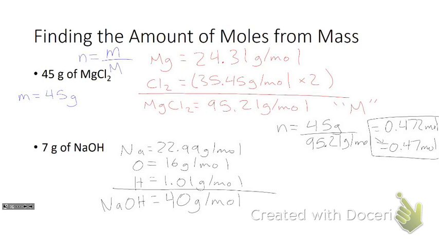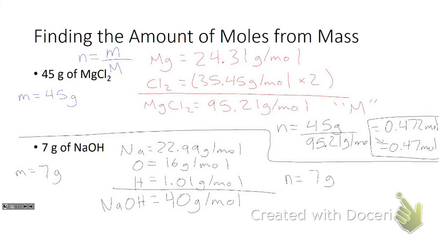Is this my big M or little m here? Big M. Okay, good. This is my molar mass. And then my little m is over here, which is 7 grams. So we'll just plug that into our formula. So N is equal to mass of sample, which is 7 grams, divided by our molar mass, which is 40 grams per mole. Grams cancel, and I'm left with 0.175 mole.